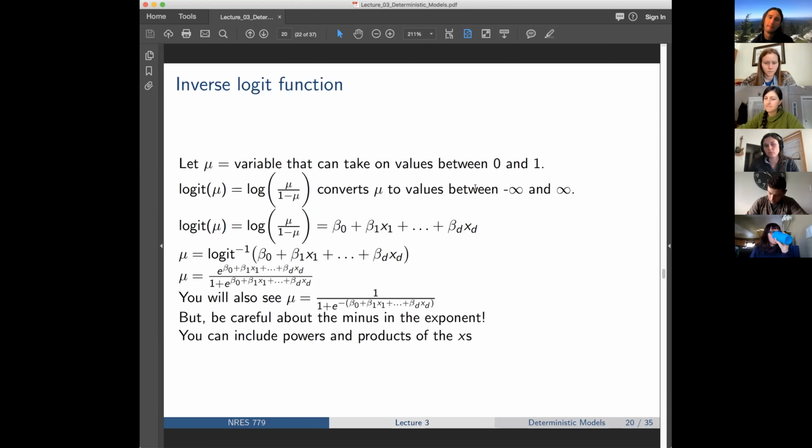All right. Now, let's talk a little bit about the inverse logit function, because in my experience, many people use this function whenever they do binomial regression, but there's a lot of uncertainty in what's actually going on and how to interpret these functions.